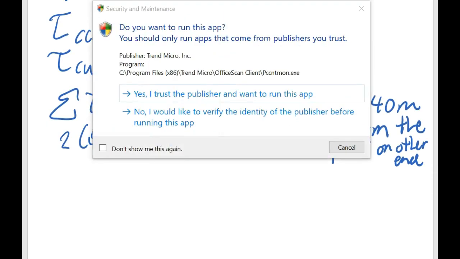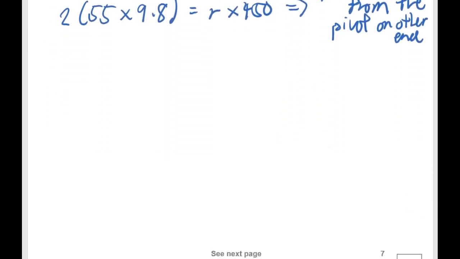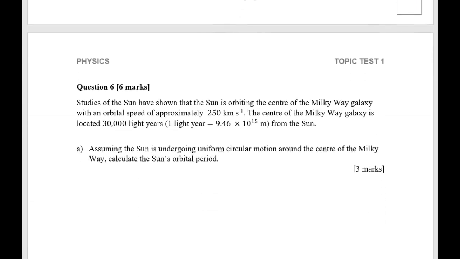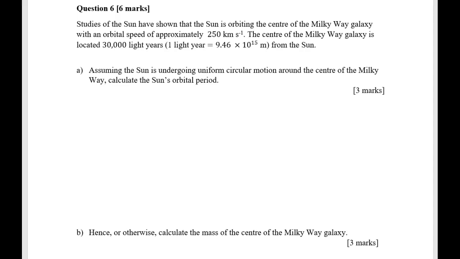And we shall move on to question number 6. Studies of the Sun show that the Sun is orbiting the center of the Milky Way galaxy with orbital speed approximately 250 km per second. The center of the Milky Way galaxy is located 30,000 light years from the Sun. Assuming the Sun is undergoing uniform circular motion around the center of the Milky Way galaxy, calculate the Sun's orbital period.